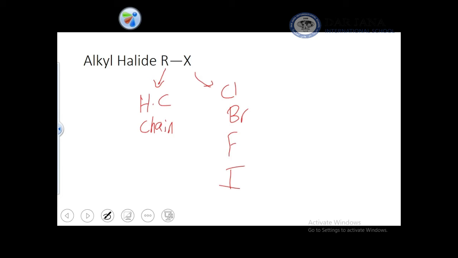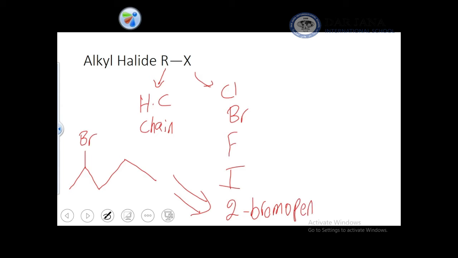Let's take an example. If we have this particular molecule, bromine element is on carbon number 2. So the name of this molecule will be 2-bromopentane.